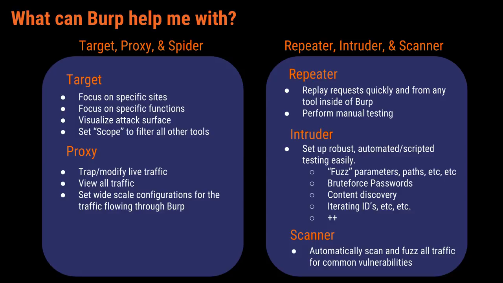Intruder allows you to set up robust automated and scripted attacks. You can fuzz parameters and paths. You can brute force passwords. You can do content discovery. You can iterate IDs for vulnerabilities like insecure direct object references or things like that. There's a lot of stuff that Intruder can help you with inside of your project. And then the Scanner will automatically do this type of fuzzing, dynamic scanning across a whole site for you if you have the Pro version of Burp.